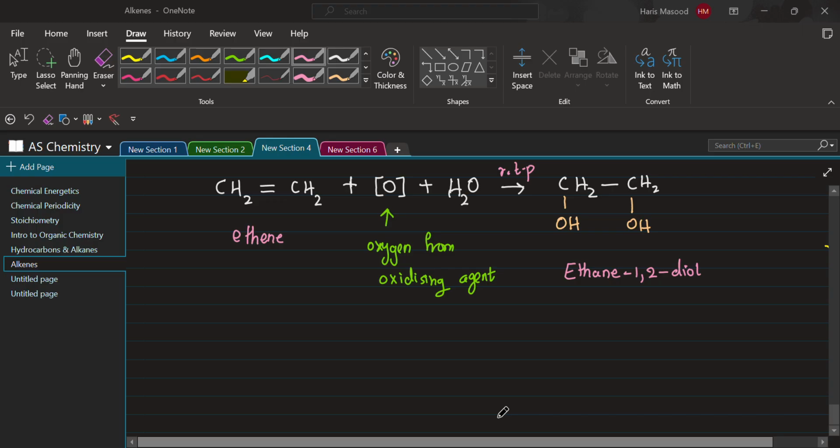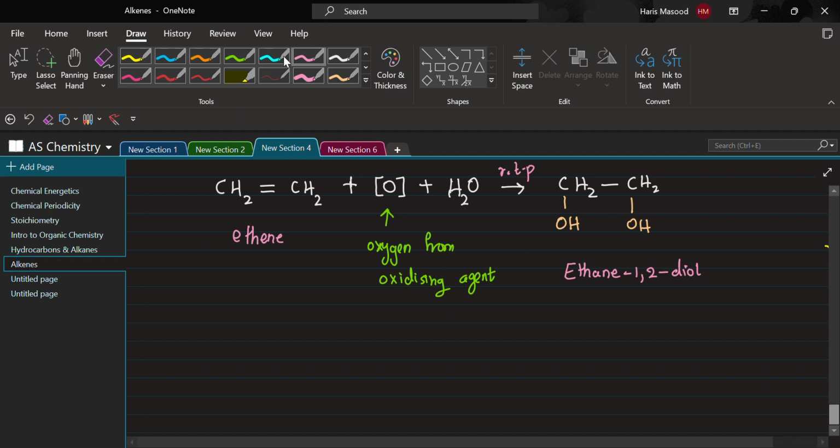Okay, now this is another test that you can use to differentiate between alkanes and alkenes, because only alkenes will react like this. So again we have an observation here. You should remember the observations. The observation is that KMnO4 is of purple color. So when it reacts with ethene, it decolorizes and becomes colorless.